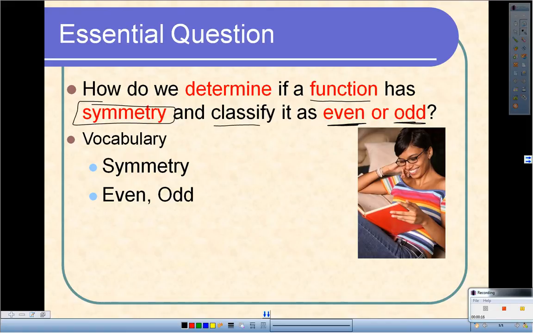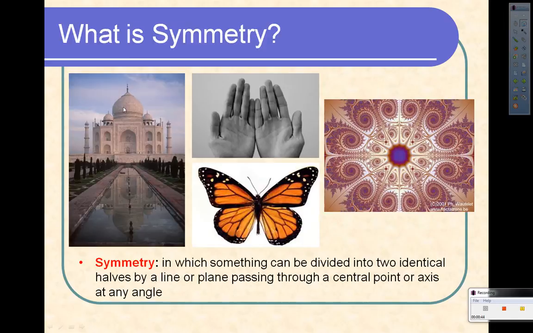So today's essential question is how do we determine if a function has symmetry, and then whether or not that symmetry is even or odd. Just keep in mind that some functions might not have any symmetry whatsoever. Alright, let's start off the lesson by reviewing what symmetry is.